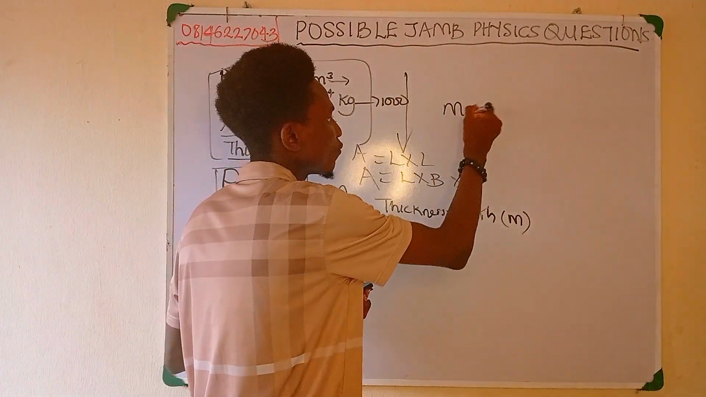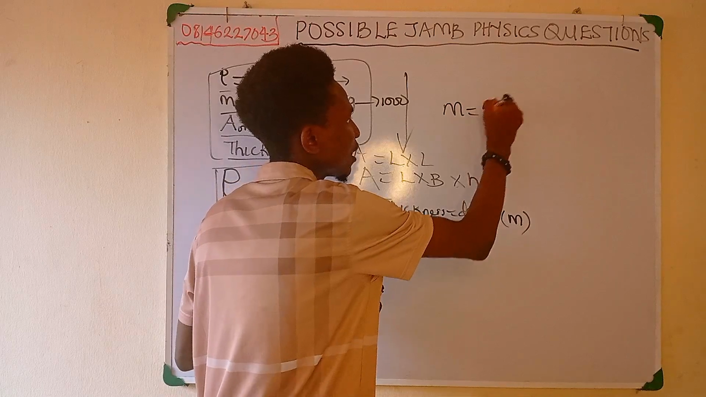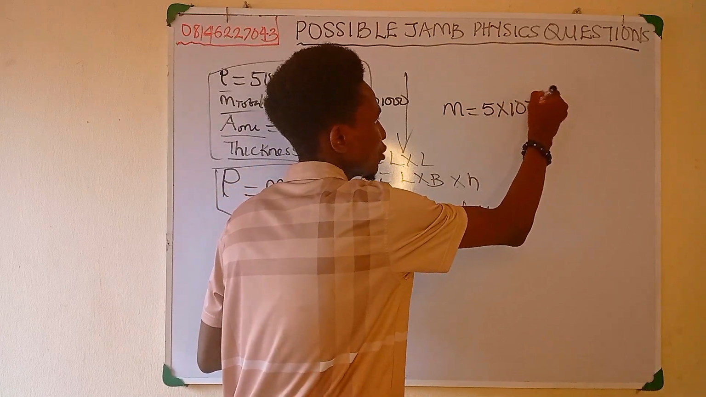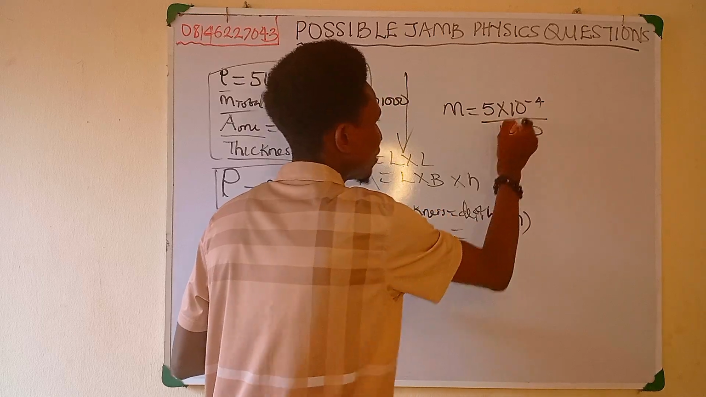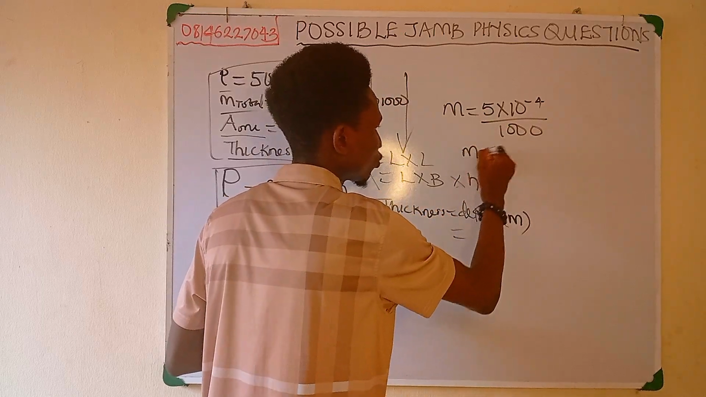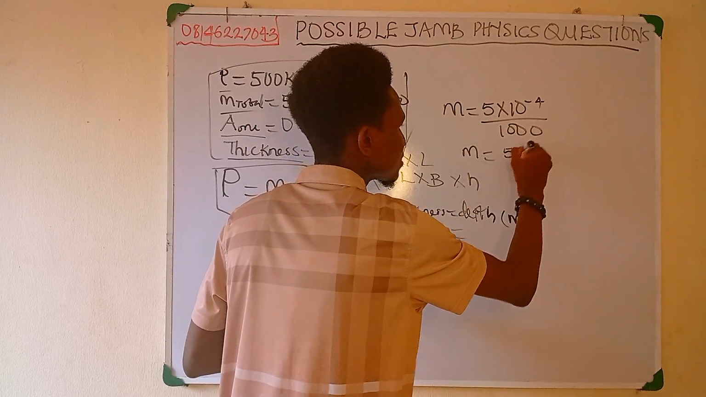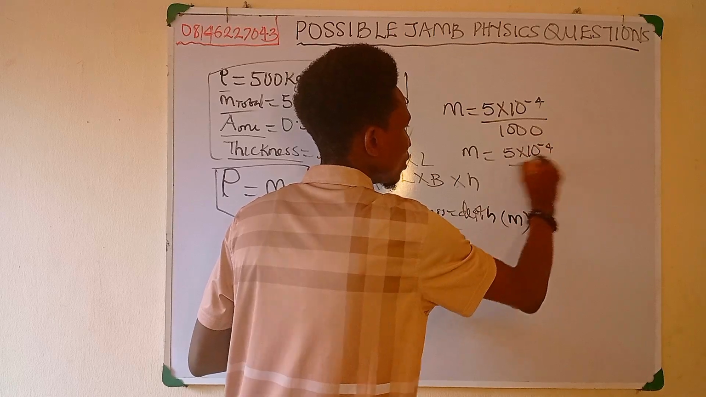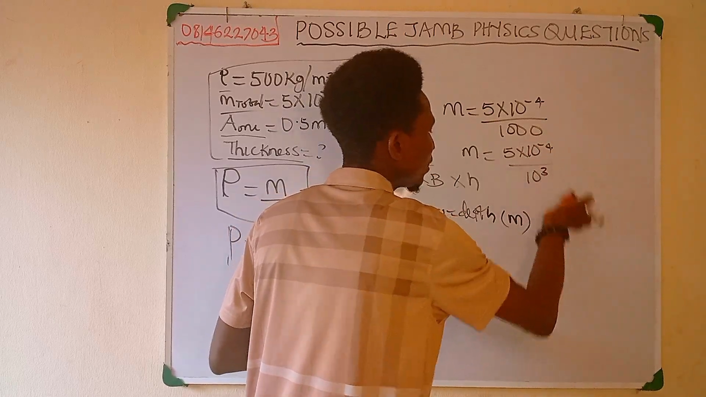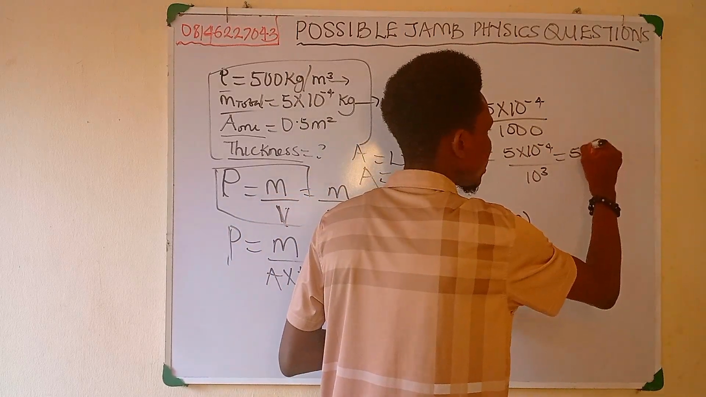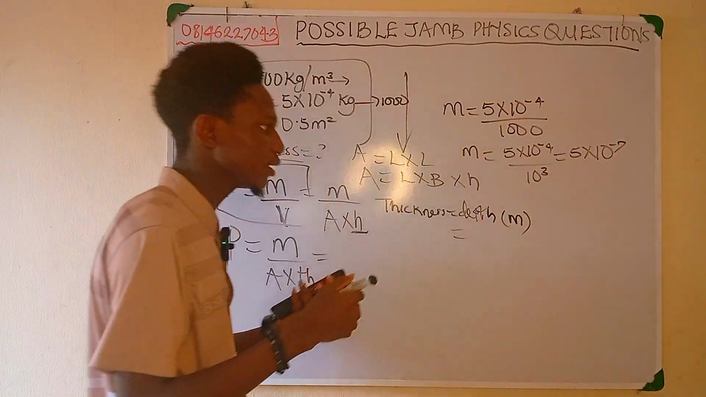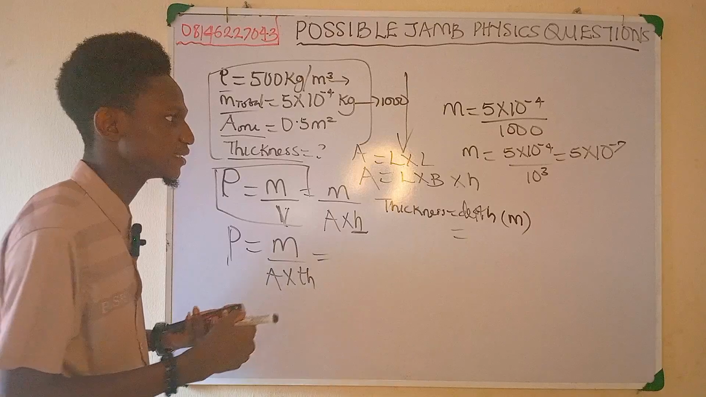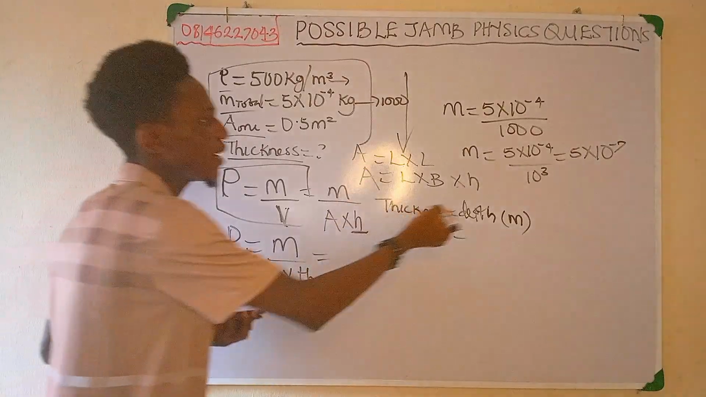Now, how do you look for the mass of one? The mass of one is 5 times 10 raised to power minus 4. Just make sure you are following. So divide by 1,000 to look for the mass of one. So that is 5 times 10 raised to power minus 4 divided by 10 to the power 3. If you bring 3 up, you're going to get 5 times 10 raised to power minus 7. That's minus 4 minus 3 gives you minus 7 from indices. So the mass for 1 is now 5 times 10 raised to power minus 7.